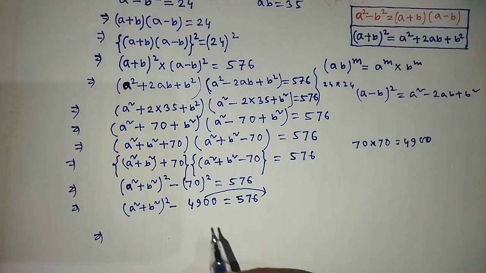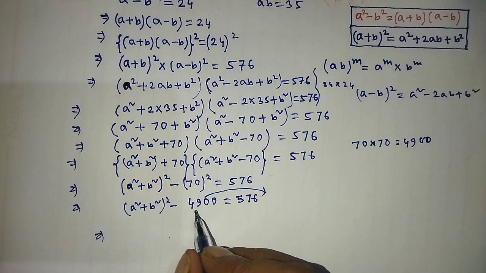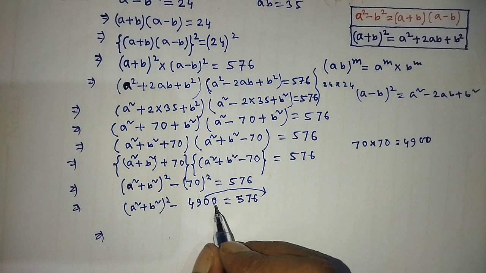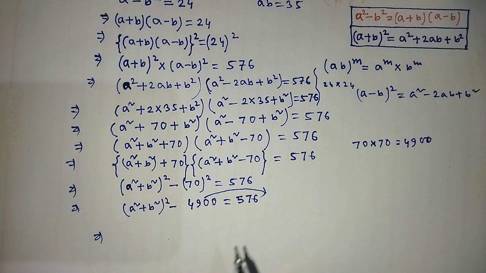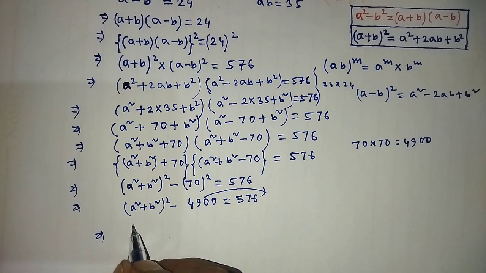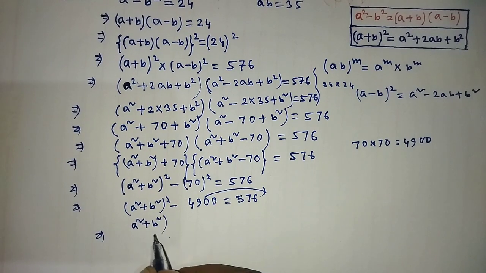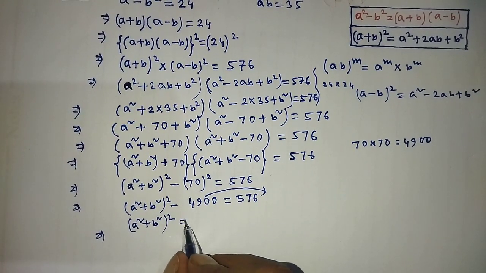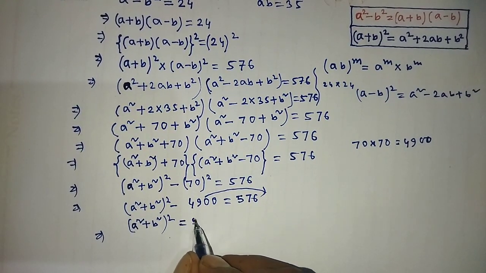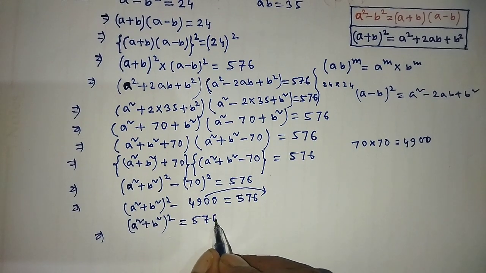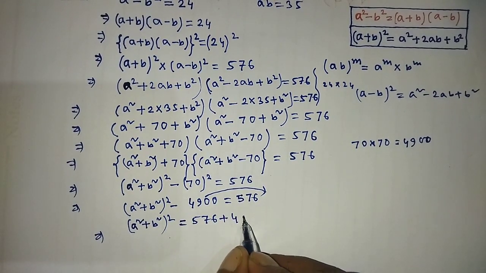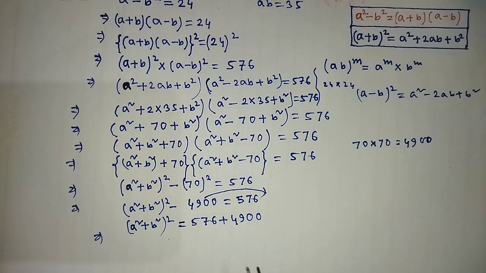After that we have to transpose minus 4900 from the left side to the right side. So on the left hand side we write (a² + b²)² is equal to, and on the right hand side we write 576 plus 4900.